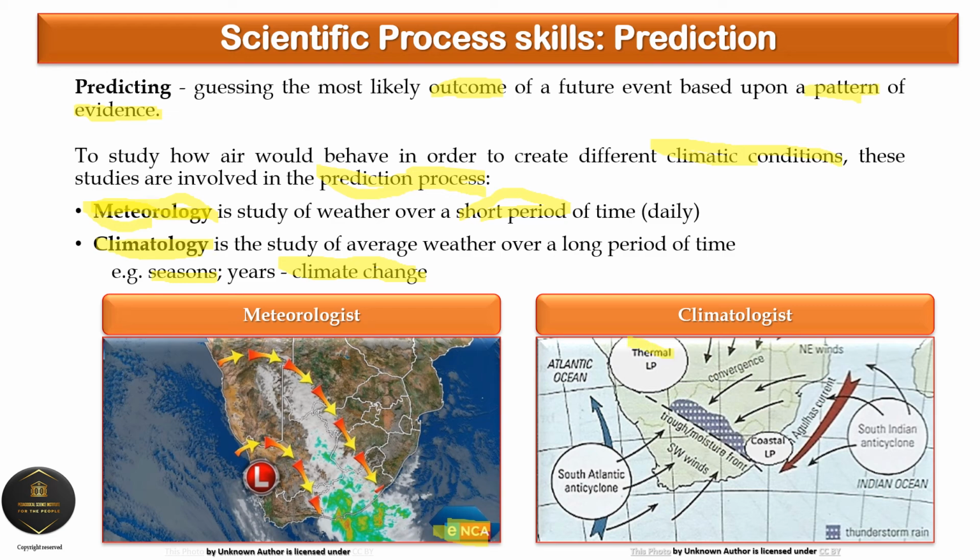We have a thermal low, we have a coastal low, we have anticyclones as well, we have ocean currents being represented in the different oceans. So it shows us that a climatologist looks at broader stuff based on observations over the longest time. So very important for you to understand.